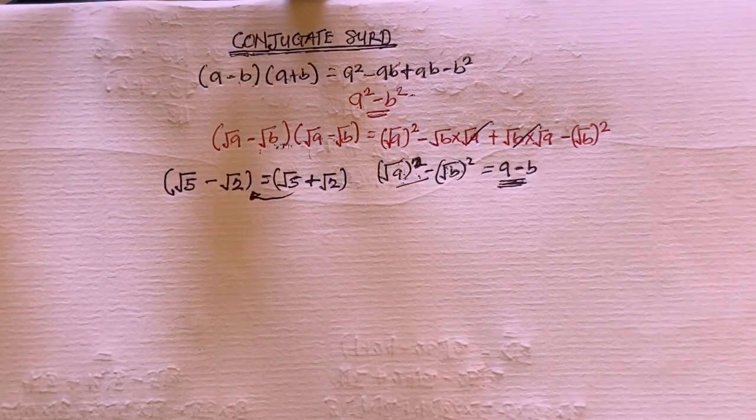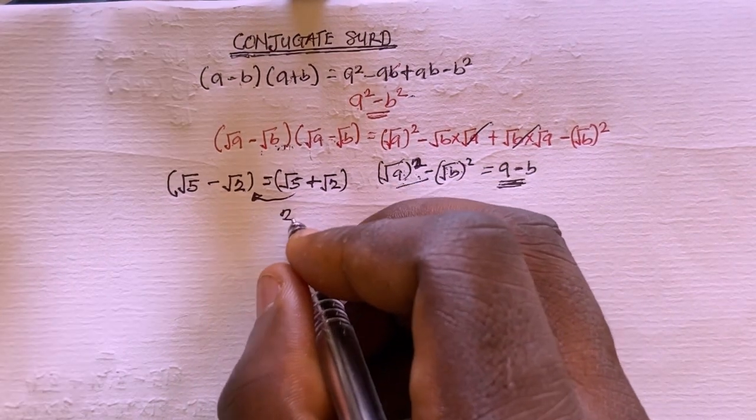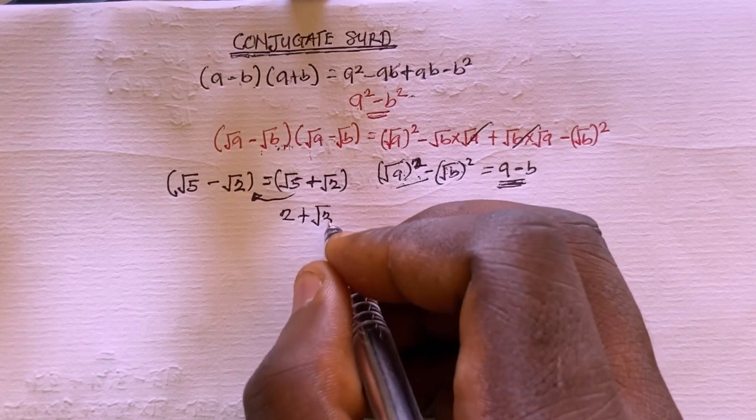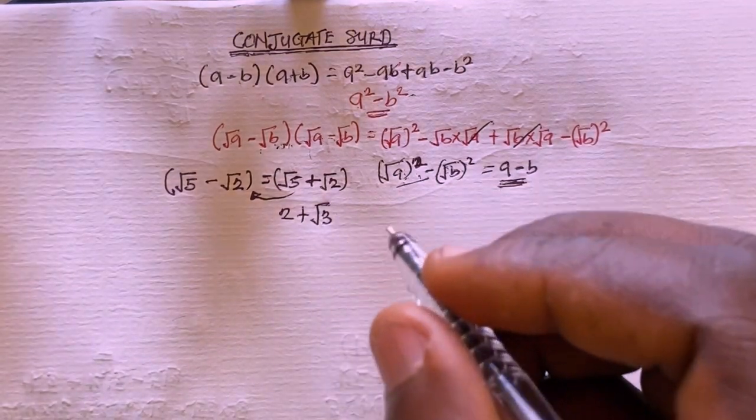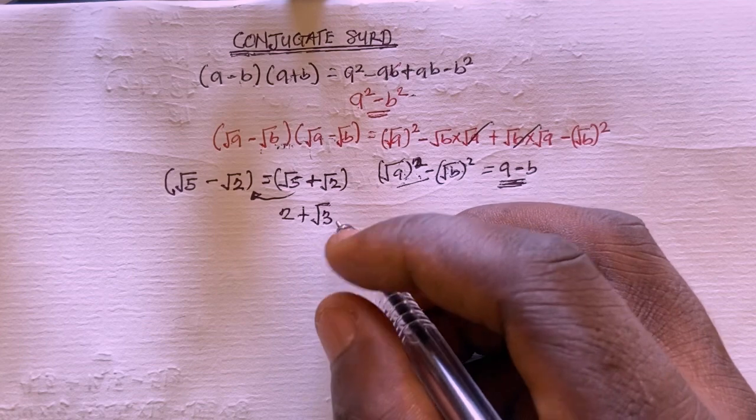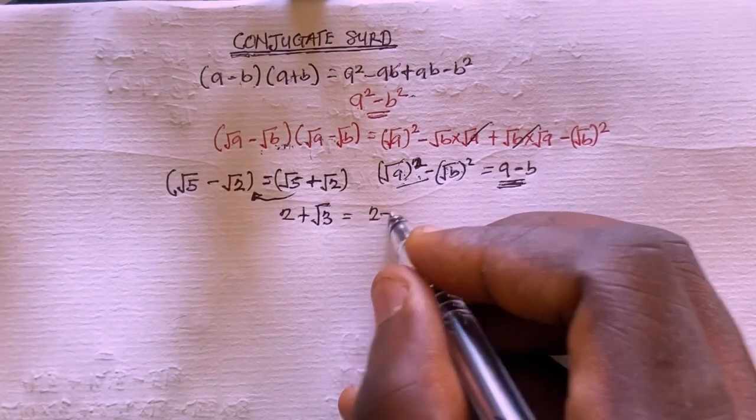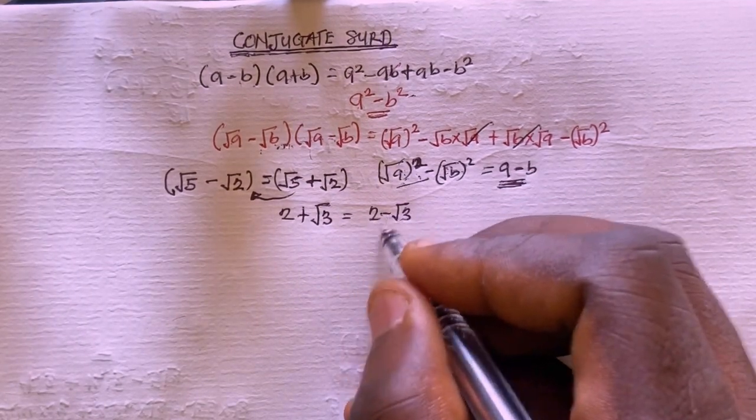Another thing that you can have is that, let's say you are given 2 plus root of 3 and you're asked to find the conjugate surd. So here it is going to be 2 minus root of 3. So this is actually the conjugate surd of this expression.